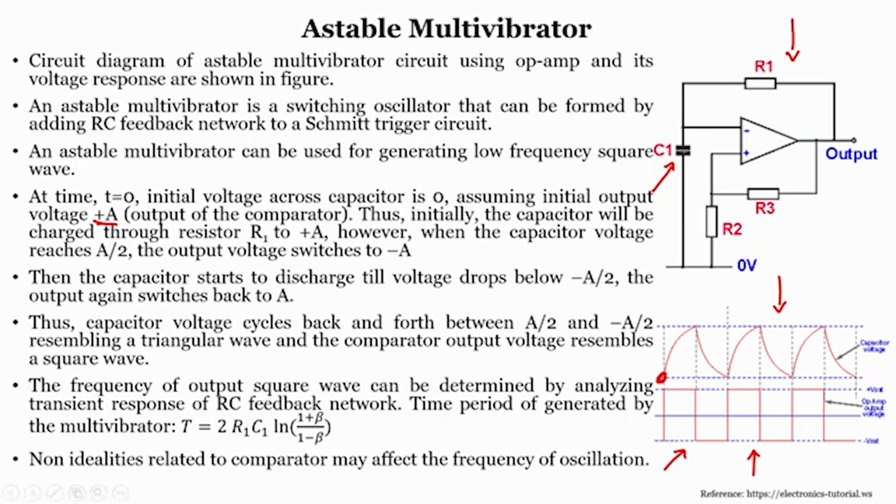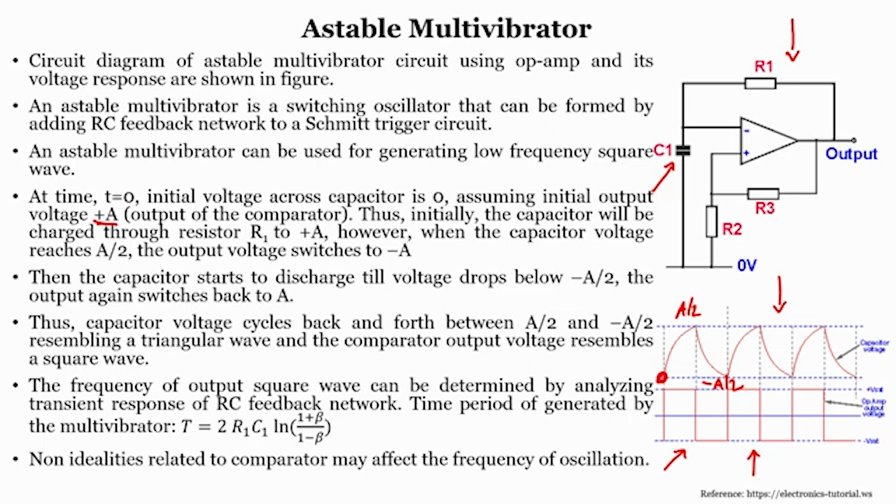However, when the capacitor voltage reaches A by 2, the output switches to minus A. As soon as it reaches A by 2, the output swings back to minus A, you see. So, from 0 it starts here, it reaches A by 2 and the output goes to minus A. Thus, the capacitor starts to discharge, so the voltage drops to minus A by 2 and the output switches back to A. So, again it starts charging to A by 2 and again the output switches to minus A.